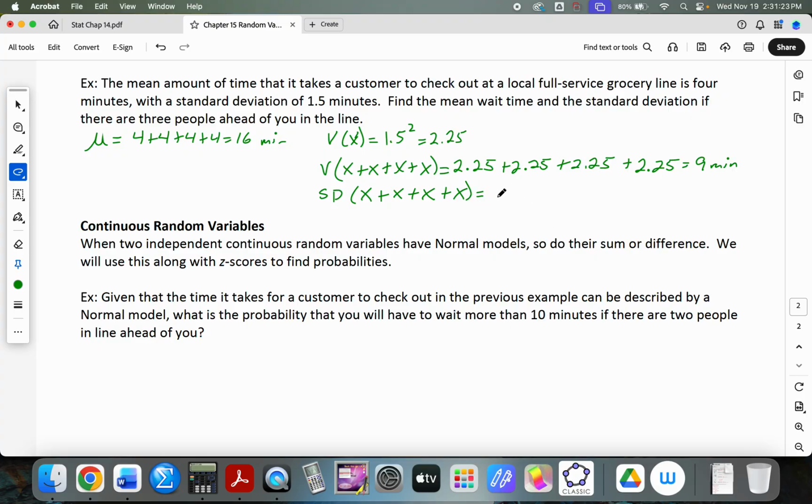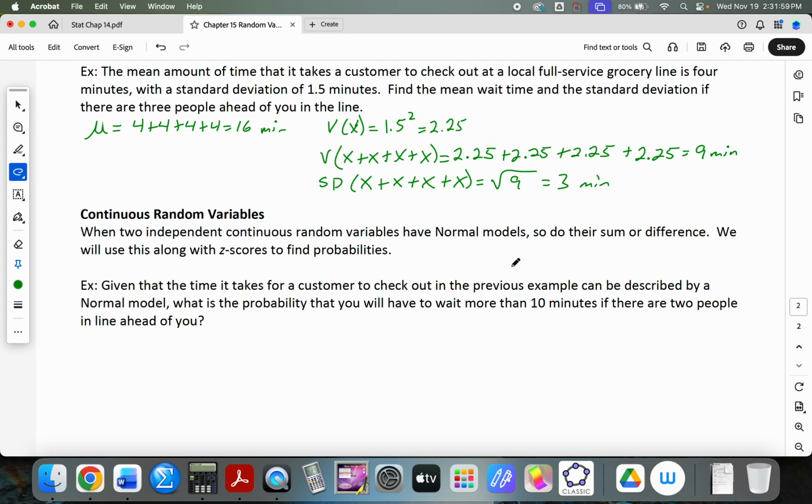And the standard deviation is going to be the square root of 9, which is 3 minutes. Okay, so here's what I want you to remember: variances always add. You can't add the standard deviations though. You can only add the variances. You can't add the standard deviation 4 times. You've got to add the variance 4 times and then find the standard deviation.